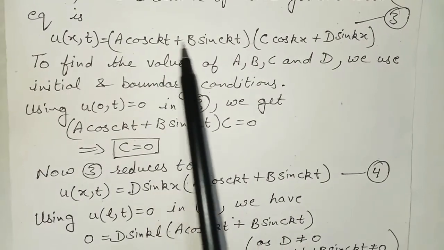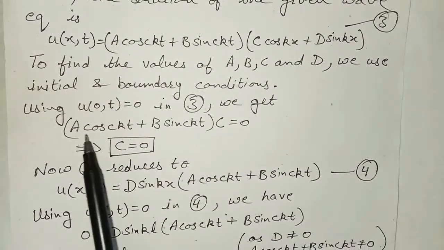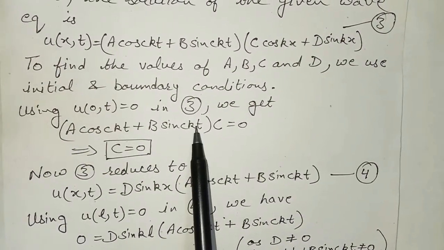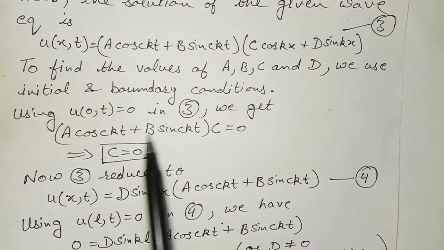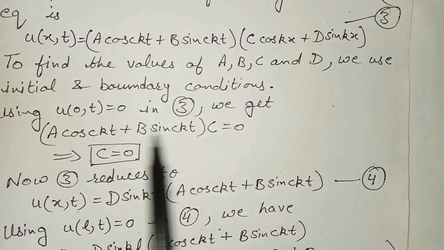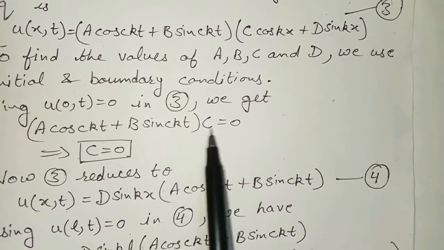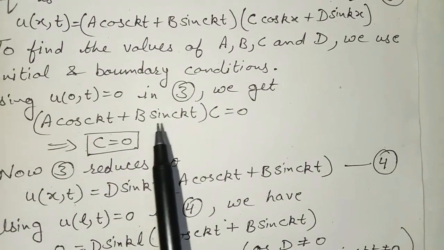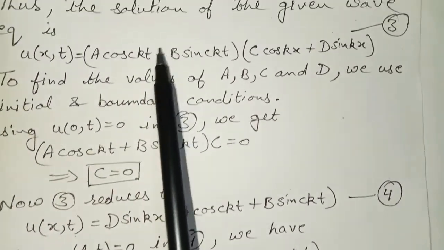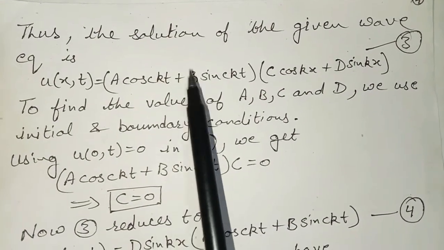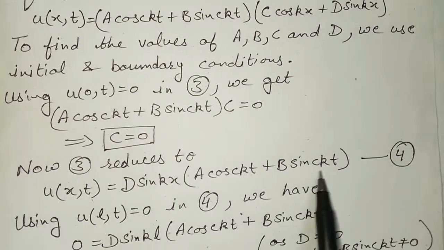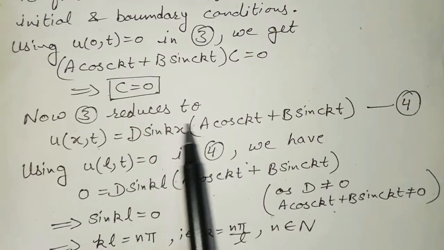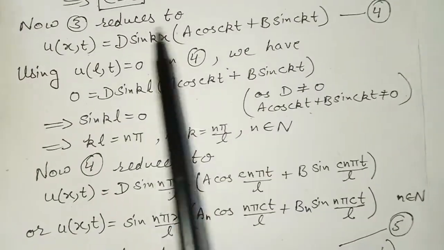So substitute x is equal to 0 in this, you will get this equation. And because this side cannot be 0 for any value of t, this is not always 0, this equation will give you c is equal to 0. Now equation number 3, the solution u(x,t), reduces to equation number 4, because now we have substituted c is equal to 0. So now we are left with only 3 arbitrary constants a, b and d.